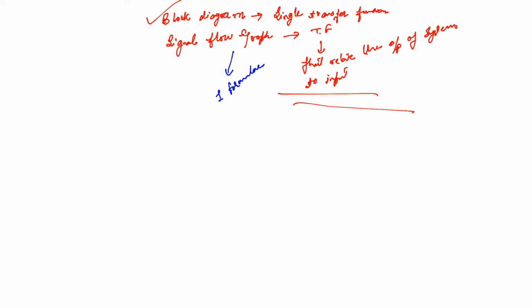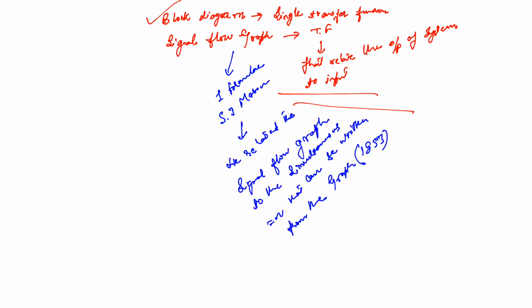The formula was derived by S.J. Mason in 1953, when he related the signal flow graph to the simultaneous equations that can be written from the graph. However, it is complicated to implement the formula without making mistakes.